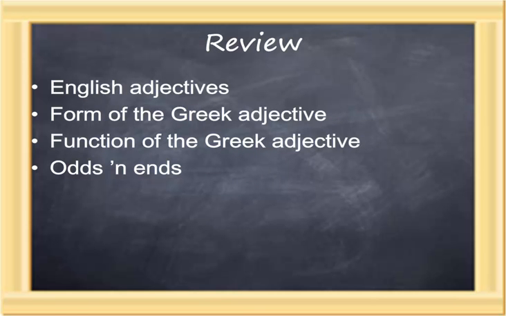So in this lesson, we've talked a bit about the function of English adjectives as articular, substantival, and predicate. We have looked at the form of the Greek adjective, which is a great way to review our first and second declension endings. We've noticed how a Greek adjective functions, just like an English adjective, and the key to identifying it is the presence or absence of an article and the presence or absence of a noun. And then we've touched on a couple of odds and ends here at the end of the lesson.